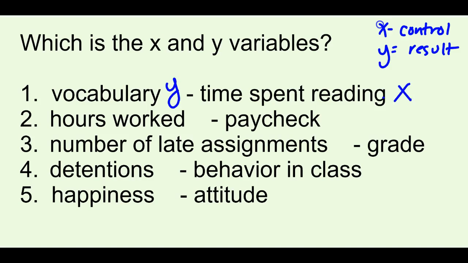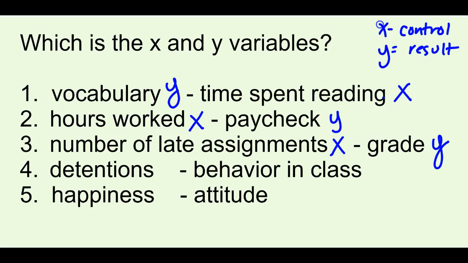Okay, hours work and paycheck. Well, you can control your hours worked, so that has to be x. The result is how much money you get paid, or the outcome is your paycheck, y. Number of late assignments and your grade. Well, you control the number of late assignments. The result or the outcome would be the grade that you get.